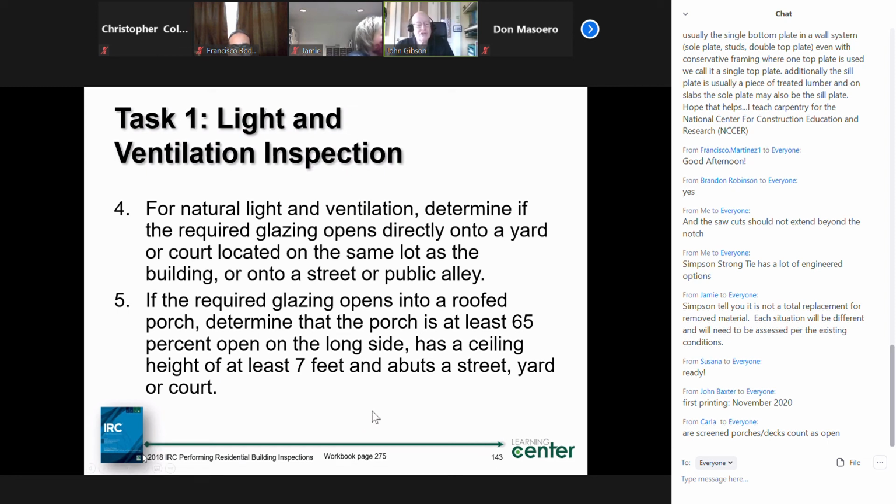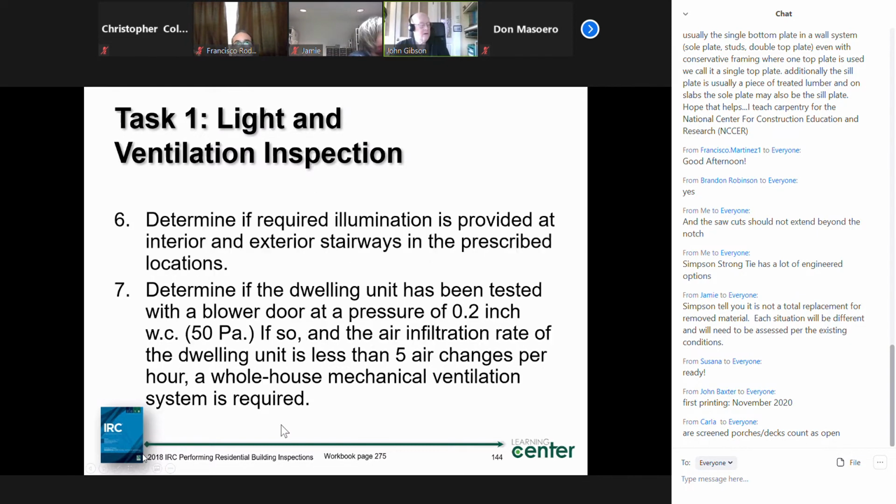Screen porches, the screening is not going to be the issue. It's going to be, do I have the headroom and do I have the opening from what would be my guard height up? That needs to be where we're going to do that calculation, where that's going to count as opening.